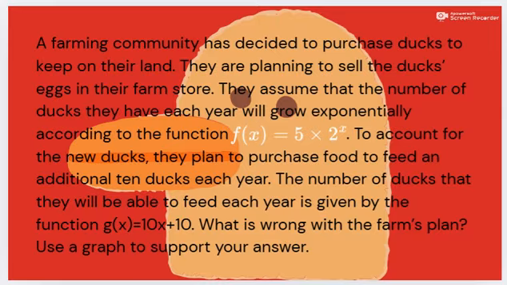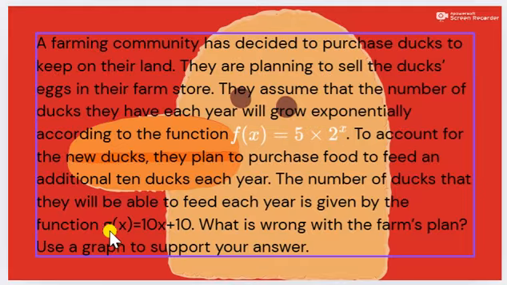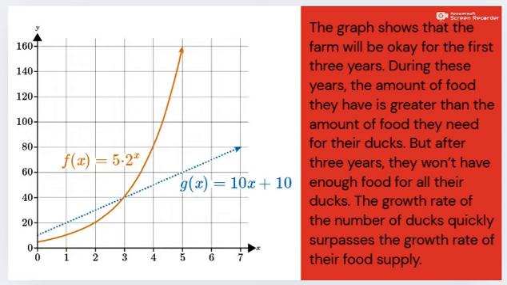This one is all you. Pause the video, solve it, come back. Before we even start, I can tell you right now what's wrong with their plan. They have an exponential formula and then they're increasing their food linearly. Wrong. And there you can see the problem.